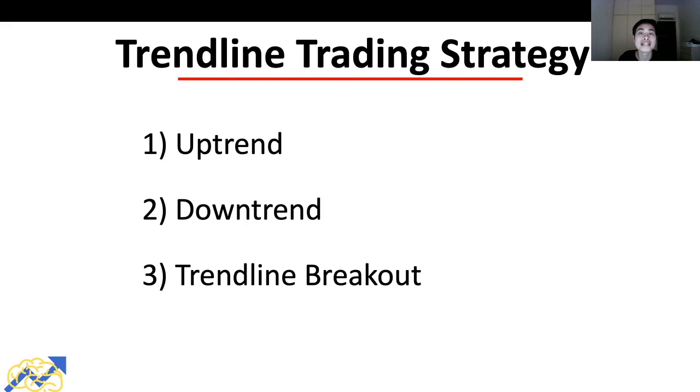So we look to enter our short positions when prices are close to or at the upper trend line in a downtrend. And finally, the third trendline trading strategy is to trade the trendline breakout. We look to enter our positions when prices break above an upper trend line in a downtrend and when the candlestick forms a clean breakout.